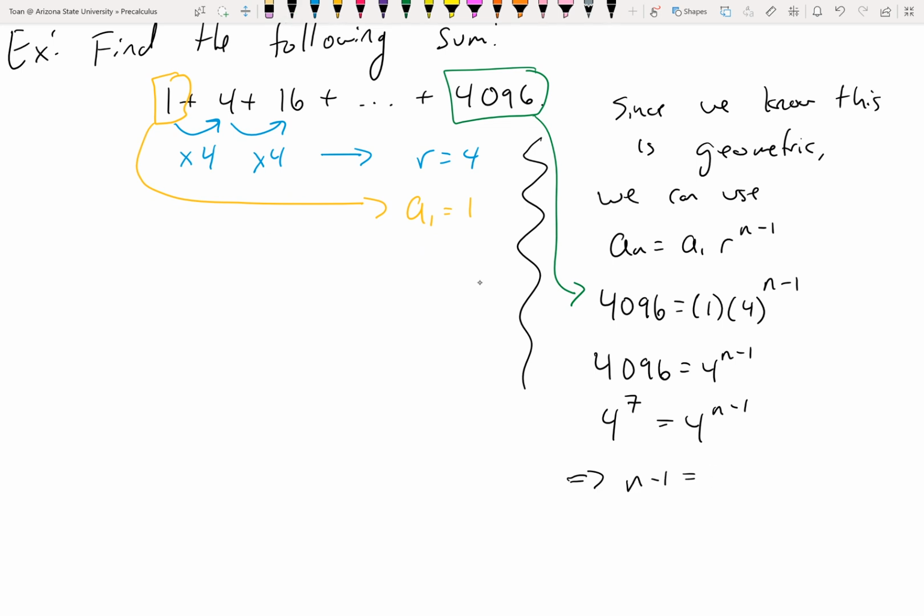Actually, no, that's not right. It should be 6. Sorry. 4 to the 6th power. Maybe I should do this with the calculator instead of in my head. Yep. So that tells me that n minus 1 is equal to 6, therefore n equals 7.